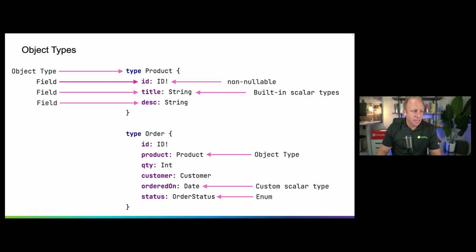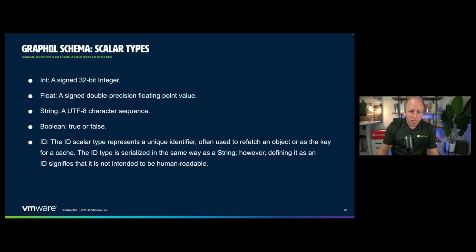Then we have things like enums and interfaces. Here are the built-in types. Not a lot, right? Int, float, string, boolean, and ID, which is representing some type of unique thing in our system. So not a lot. This means that it's pretty easy to get up and running. I don't have to think about what type I'm going to give something. We know what we're going to use, right?